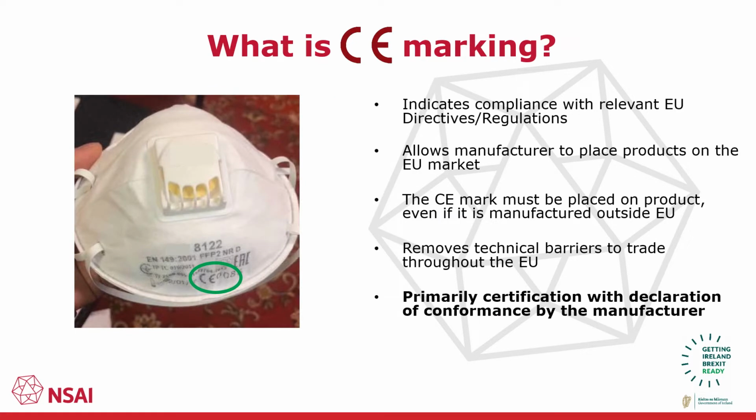You can see the CE mark circled in green on the mask. This shows that the manufacturer is declaring that this mask meets all of the essential requirements set out in the relevant regulation, in this case PPE regulation. It indicates compliance with relevant EU directives and regulations. It allows the manufacturer to place the products on the EU market.